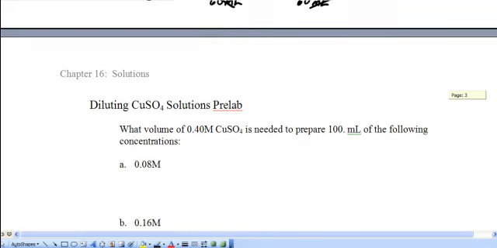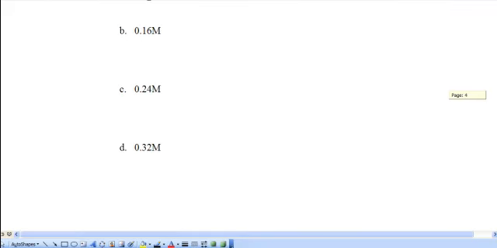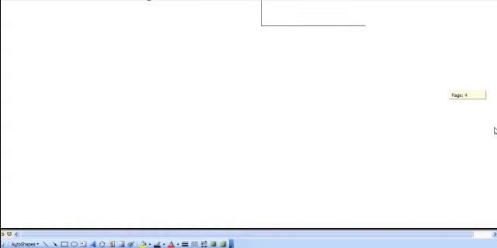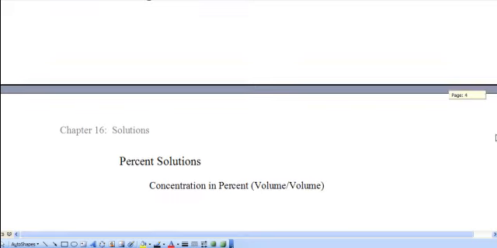The diluting prelabs we'll be tackling together in class, so we can go ahead and skip over that, as is Beer's Law. That will be another lab that we do where we determine an unknown concentration.